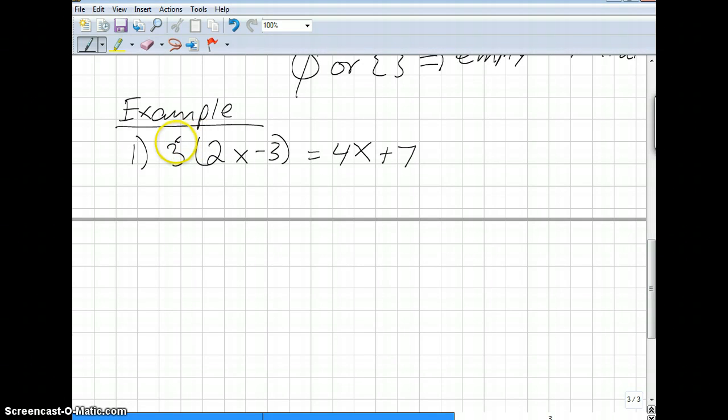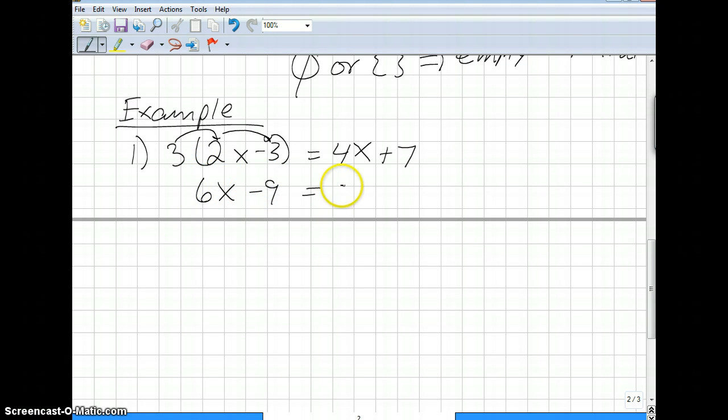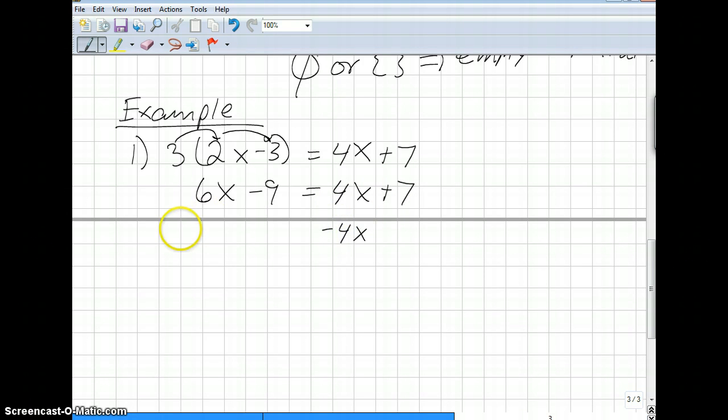So in this first one, the first thing I'd want to do is remove the parentheses, since I can't do anything in the parentheses. So I'm going to distribute the 3, so it gives me 6x minus 9 equals 4x plus 7. Then I want to move all my x's to the left-hand side, so I'm going to subtract 4x. That's going to leave me 2x minus 9 equals 7.